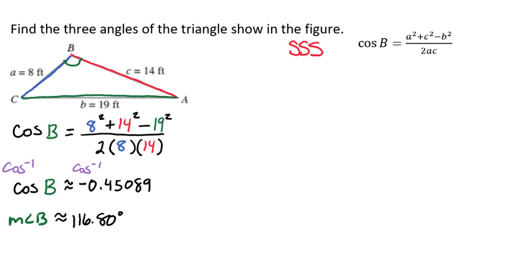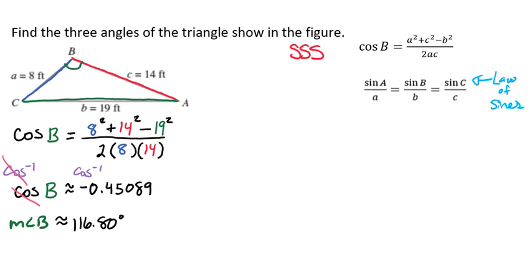And so when we take the inverse cosine, those cosines are going to cancel out, and we're going to get that the measure of angle B is 116.80 degrees. And now that we have an angle measure, it's actually easier to use the law of sines to finish this problem, like to determine the measure of angle A. And here we can see that we're using the reciprocal law of sines because we are looking for our angles. So we're going to go ahead and set that up.